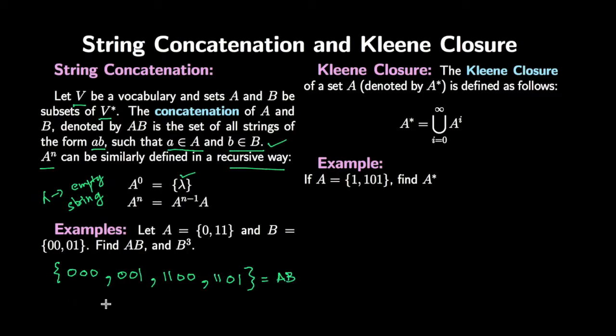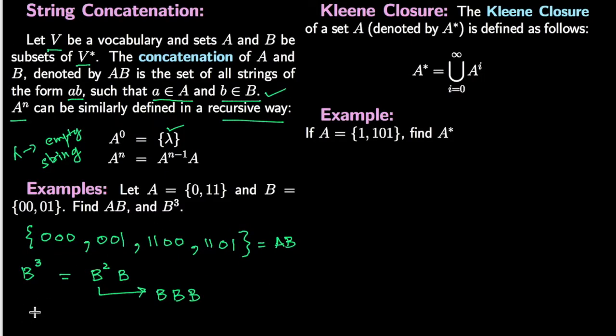Now let's try to find B to the 3. So this is equal to B to the 2 times B, and B to the 2 is B times B. Let's calculate this one first. So BB, which is what? 00, 01, this is my B, and then concatenate it with 00 and 01.